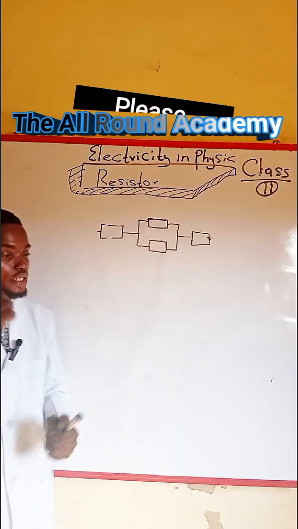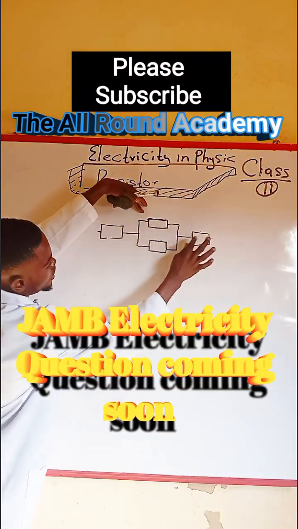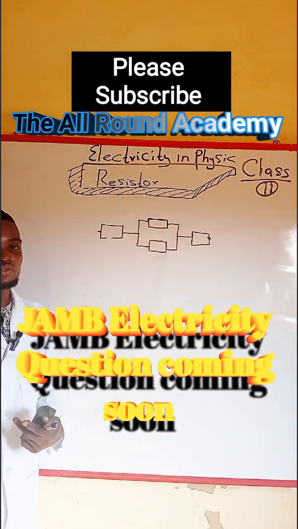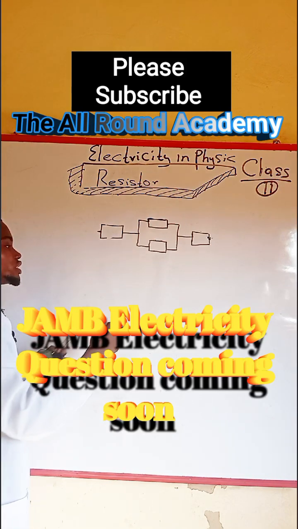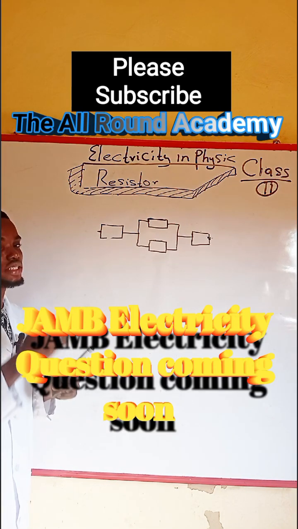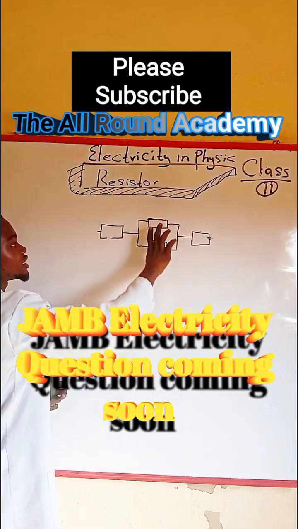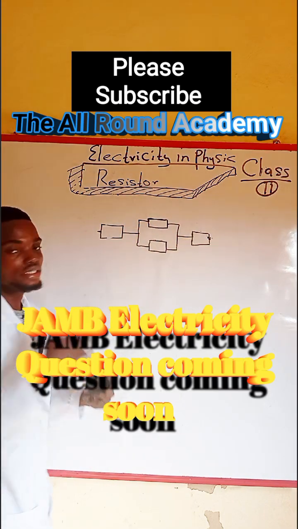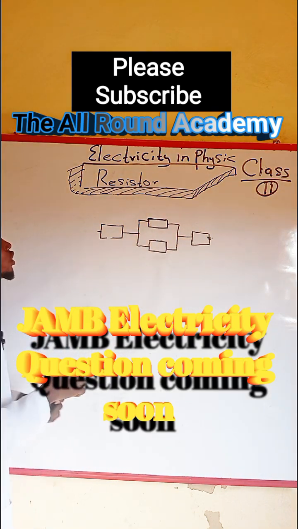Electricity class 2, the arrangement of resistors in parallel and in series. Before we calculate, in our previous video we only looked at circuits consisting of either resistors in parallel or in series, but here we have a joint parallel and series circuit of resistors. So look at what we are going to do.